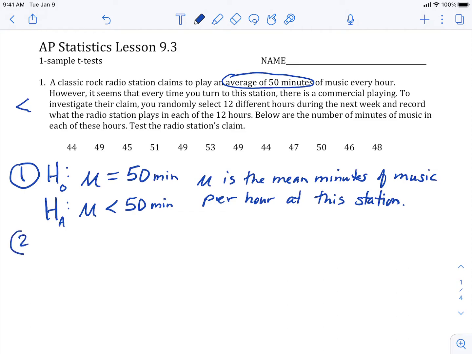So then the conditions, same three conditions that we've checked for intervals. So it's kind of nice. We can just remember back to intervals. First of all, we have to have a random sample. And somewhere up there it said it randomly selected. So we could just say the sample is random.